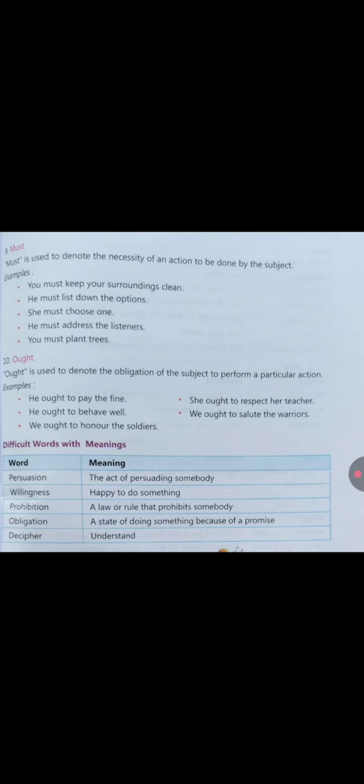Now, difficult words with meanings. Persuasion, the act of persuading somebody. Willingness, happen to do something. Prohibition, a law or rule that prohibits somebody. Obligation, a state of doing something because of a promise.